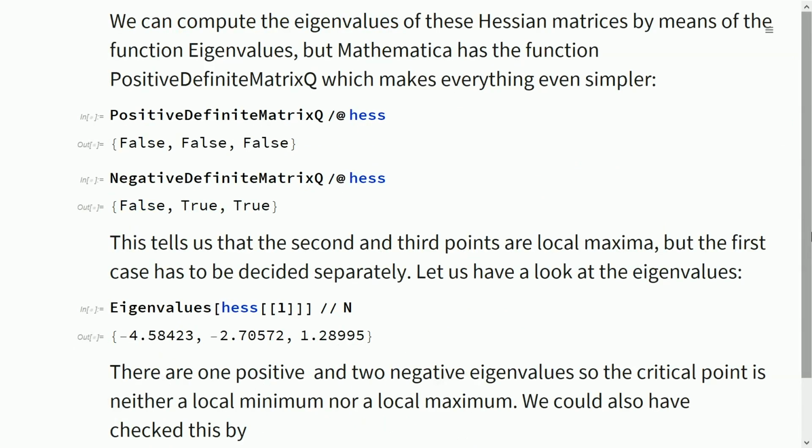We can compute the eigenvalues of these Hessian matrices by means of the function Eigenvalues, but Mathematica has the function PositiveDefiniteMatrixQ, which makes everything even simpler. This tells us that the second and the third points are local maxima, but the first case has to be decided separately.